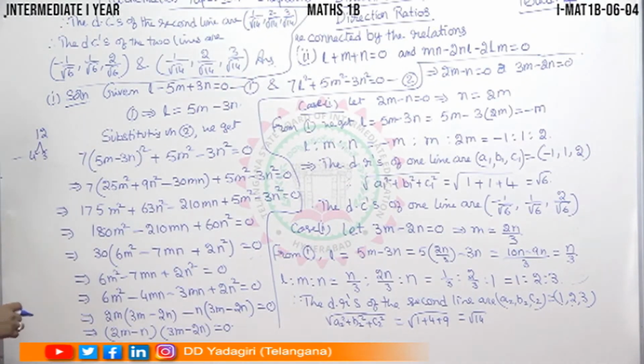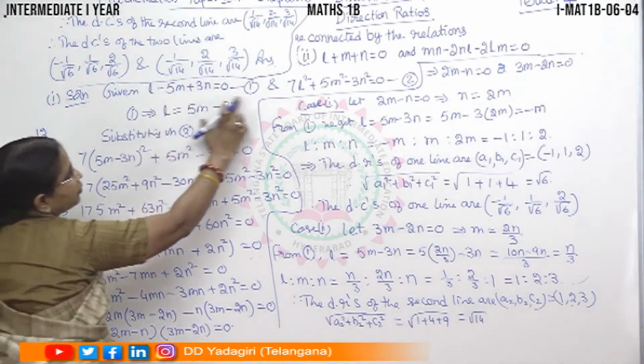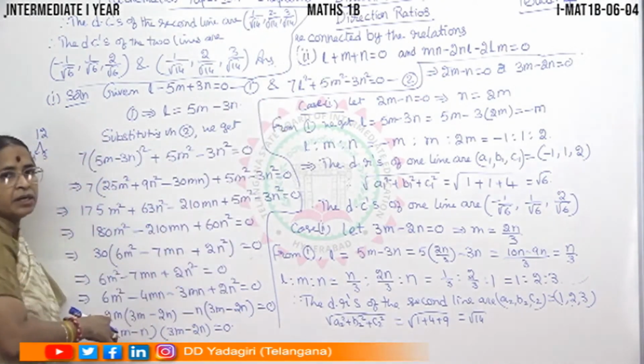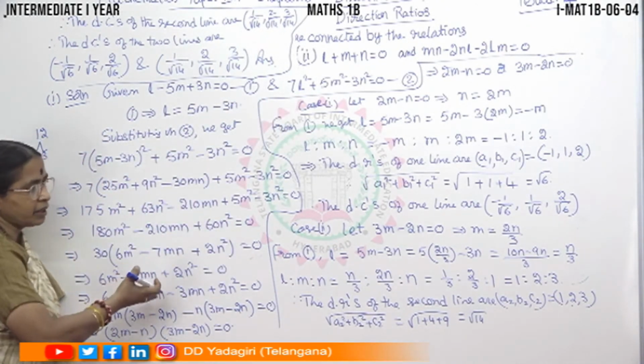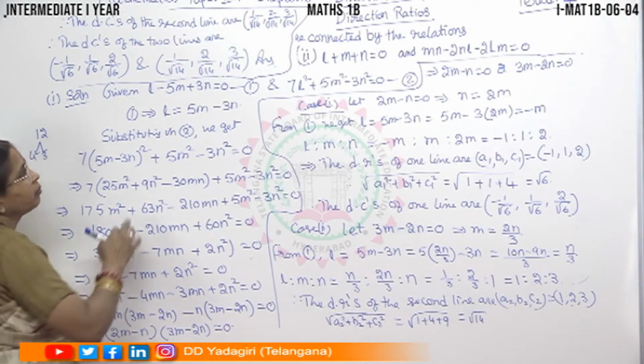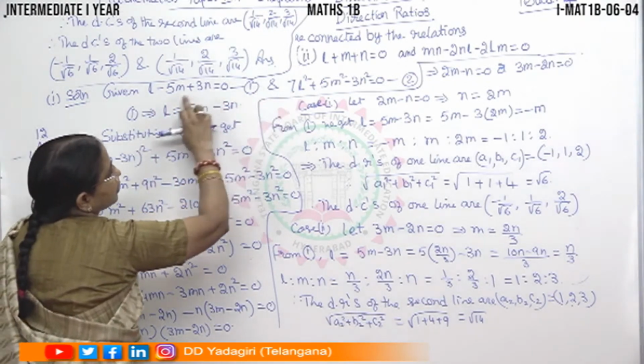Okay. So the procedure is like this. First you are given two equations. Just understand the procedure and think that way. You can solve any type of problem. So you are given two equations like this.